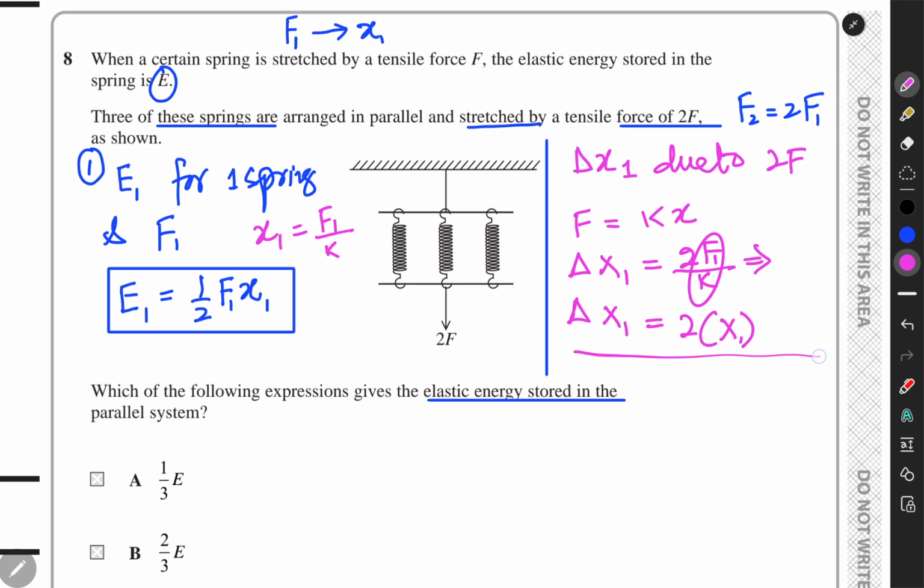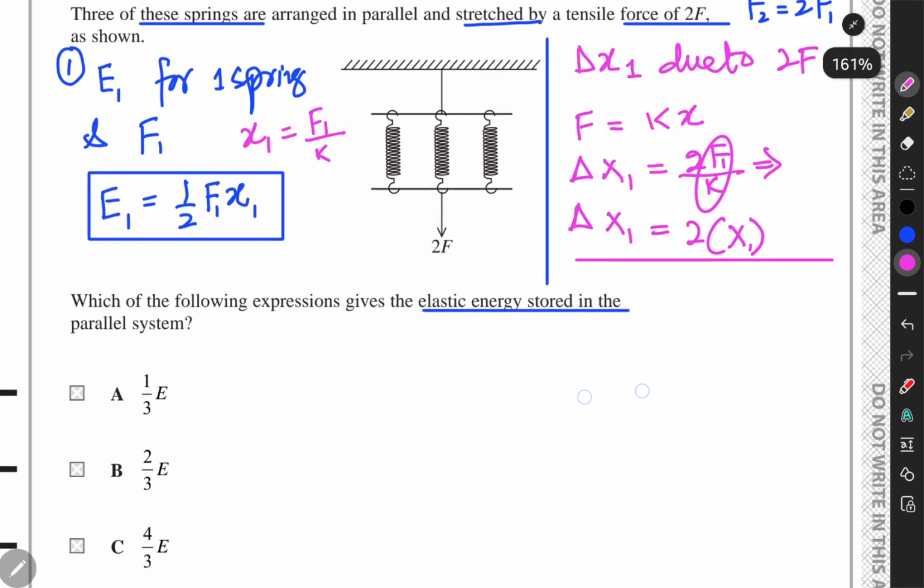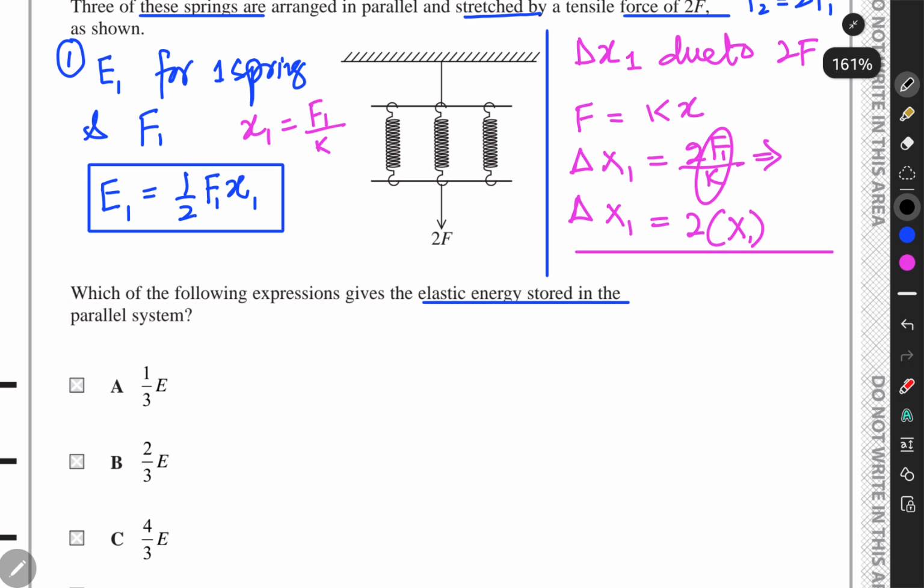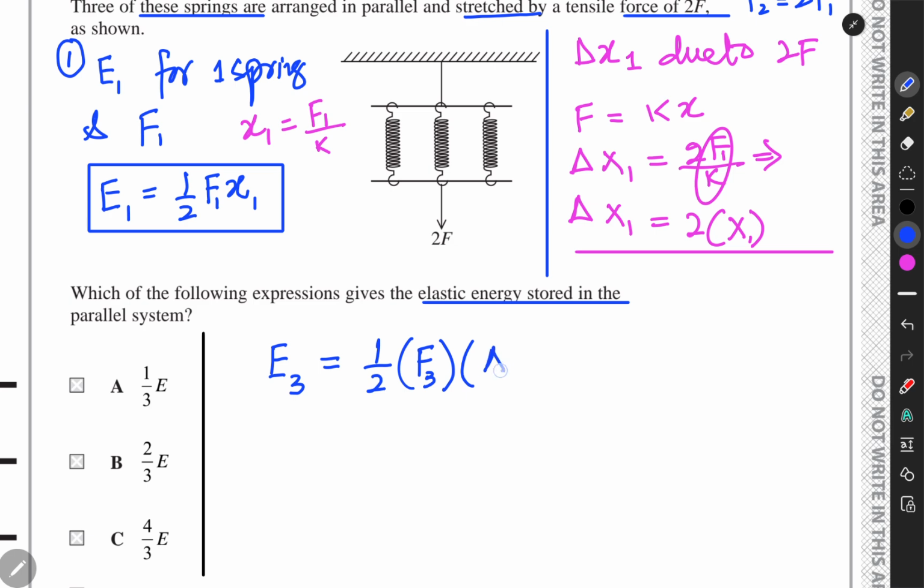So right after that I will go to step number 3, and in step number 3 I will figure out what the elastic potential energy stored will be. So elastic potential energy stored, when there are 3 springs, is 1 upon 2 force when there are 3 springs, and extension when there are 3 springs. So here is one more problem: what will be the total extension when there are 3 springs?